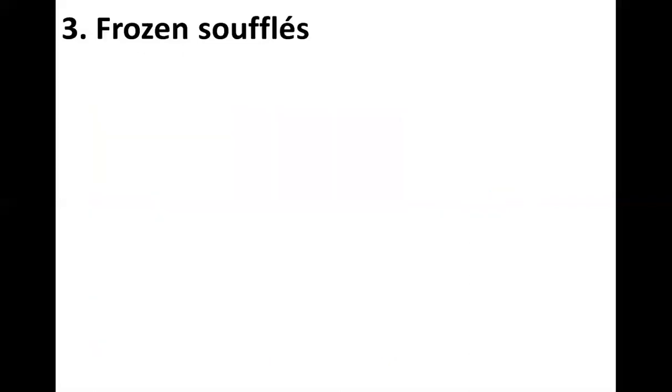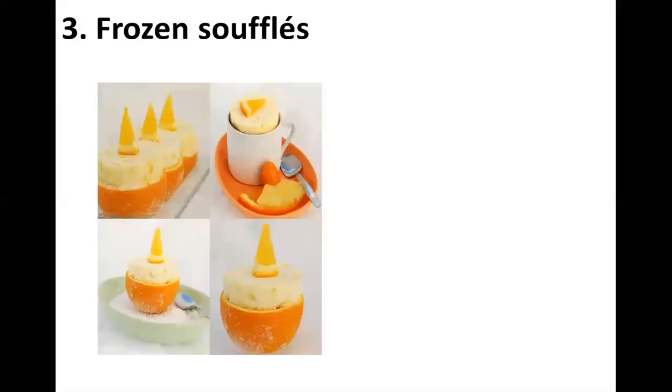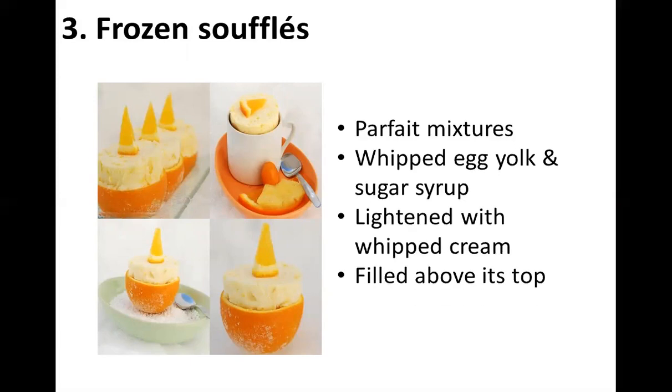So let's proceed ahead. The third still frozen dessert is a frozen souffle. Frozen souffles are parfait mixture molded and presented in a souffle dish. As you know already what is a souffle or what is a parfait mixture and what is a bomb mixture, basically the mixture which is made from the egg yolk, sugar, and sometimes milk is added into that.